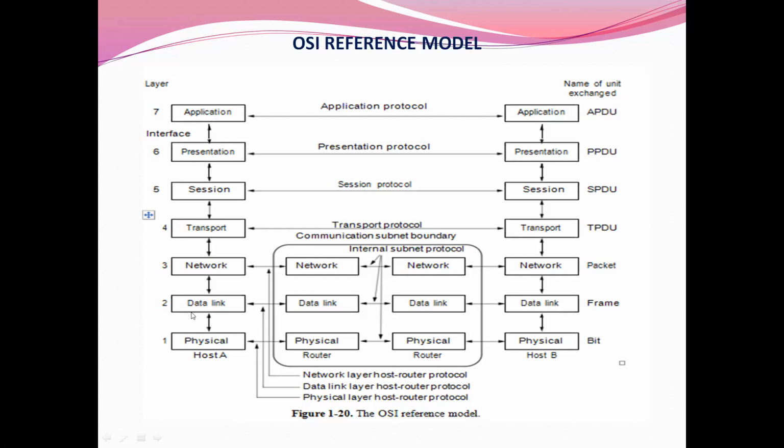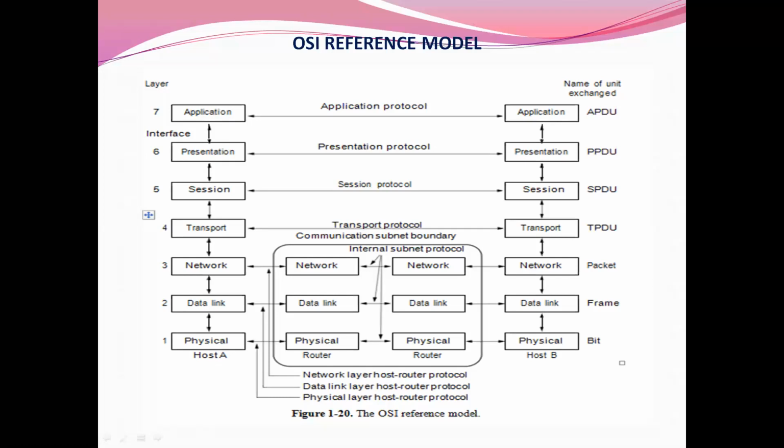Remember one thing: in host A, that is the sender, the information is passed from the top layer to the lower layer. When the data reaches the lower layer, that is the physical layer, the data is transferred through the physical medium to host B and reaches the lower layer, and the data is transferred from the lower layer to the uppermost layer. In the sender, the data flows from high level to low level, and in the receiver, the data flows from low level to high level. You have to remember that.